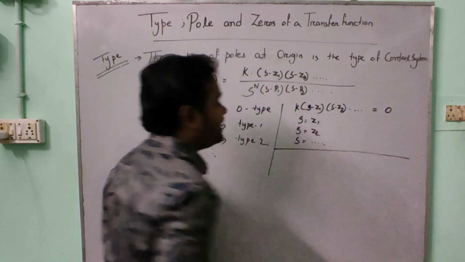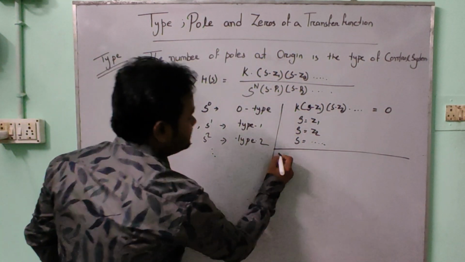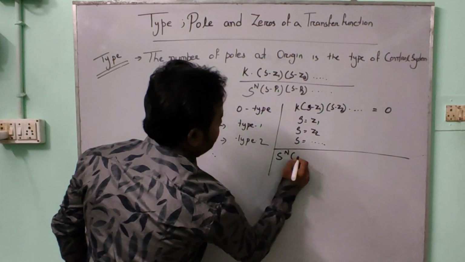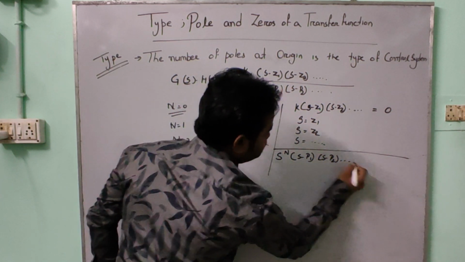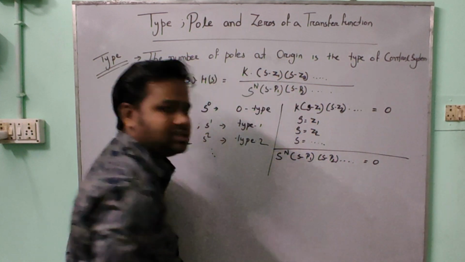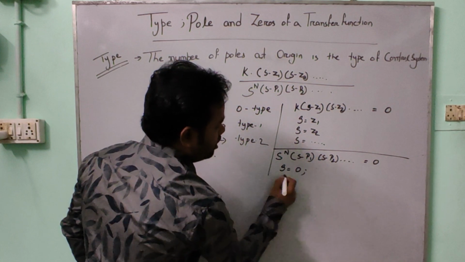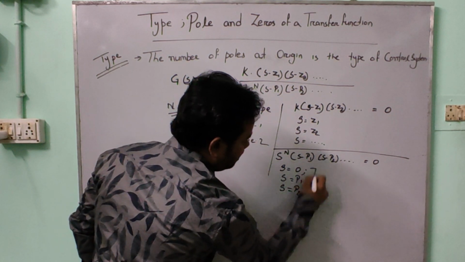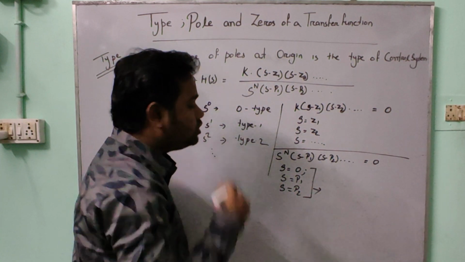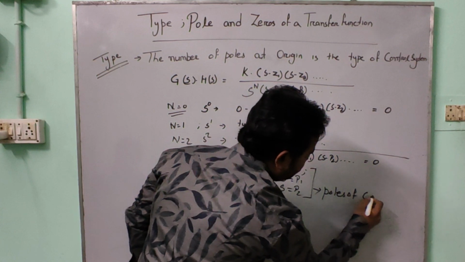Similarly, poles of control system. Poles of control system are found by equating the denominator part, that is s power n into s minus p1 into s minus p2 and so on, to 0. Then the value of s will be either 0, or s is equal to p1, s is equal to p2. All these values are the poles of the control system.